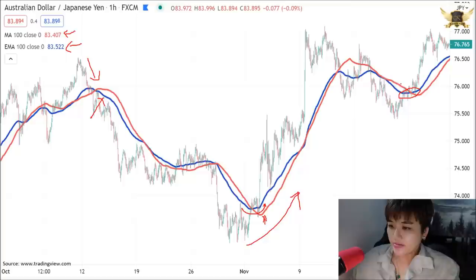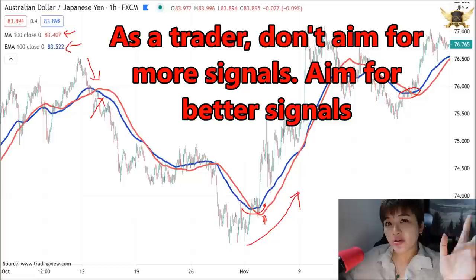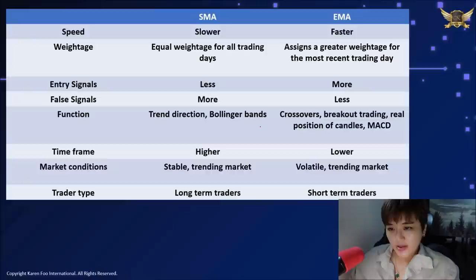This doesn't mean that EMA is better. What you want as a trader is not more trading signals. Agree with me? What you want as a trader is better signals. Remember that, okay? Remember that. So we compare both, okay?